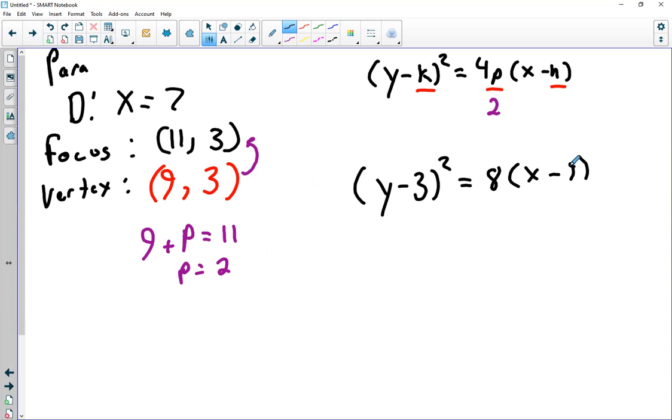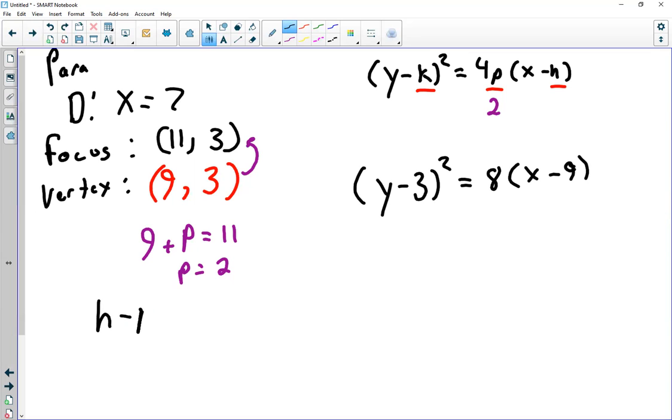What about if you have the directrix and the vertex? If you have the directrix and the vertex, it's actually kind of easier. You already have the vertex, so you don't even have to define h and k. And then for the directrix, just remember it's h minus p. So if you want to find the p value, that's fine.